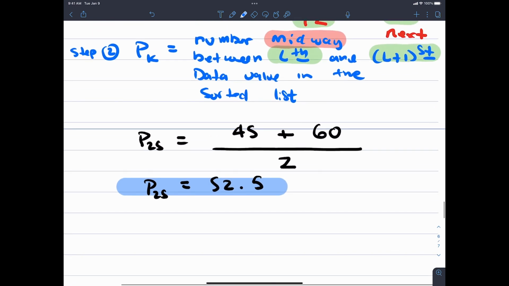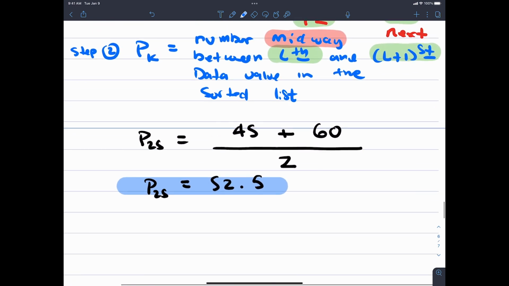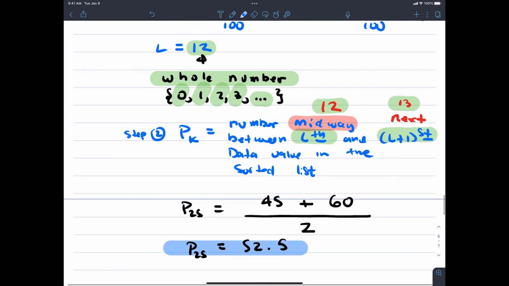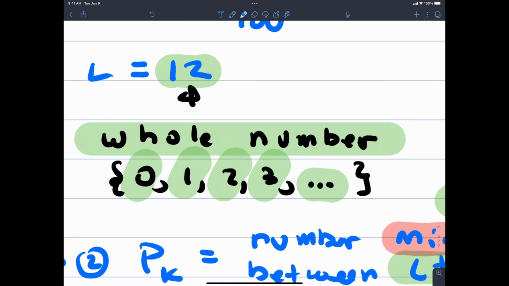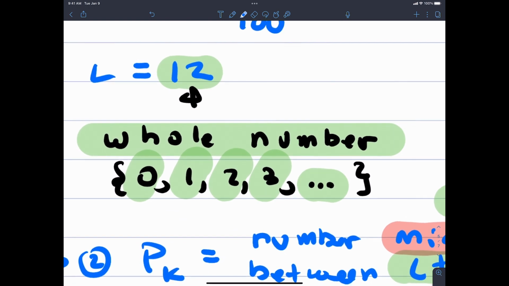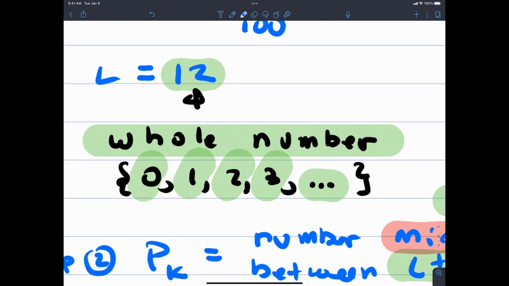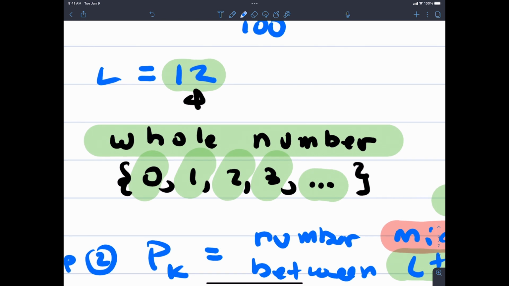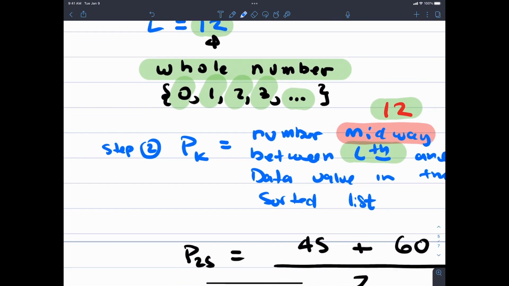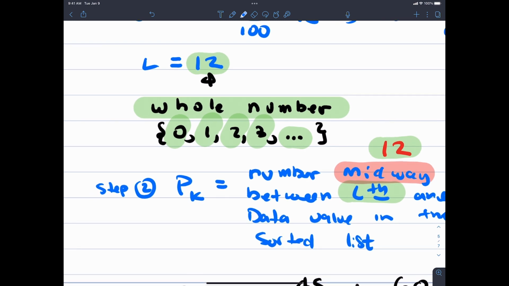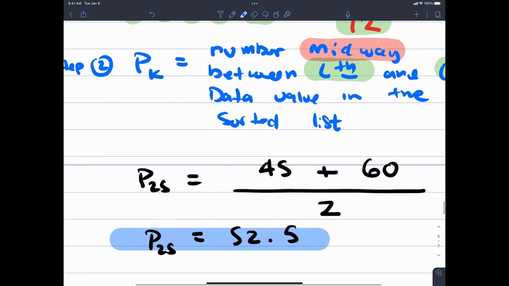52.5. So this is the step 2 that you use when your locator is a what? Whole number. You got 2 situations. The easiest situation is when it's a decimal and your locator is rounded up. That's going to be how you locate the answer. If it's a whole number, you got to get that whole number plus the next one, the data value that's midway between those. And then that's that.